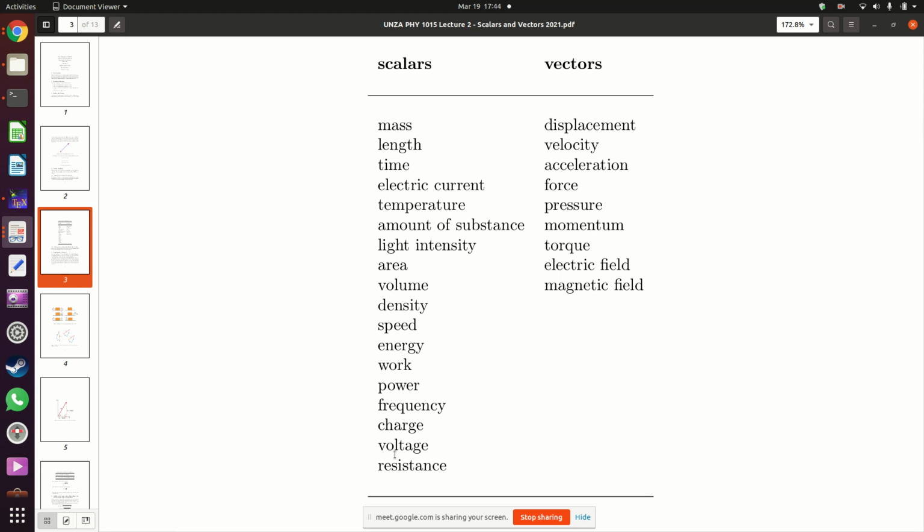These other ones, displacement, velocity, acceleration, force, pressure, momentum, torque, electric field, magnetic fields, these are also physical quantities, but they have magnitude and direction. For example, as I mentioned earlier, displacement is distance in a specific direction. Velocity is speed in a specific direction. So you've got speed, then there's direction. Displacement, there's distance and direction. The same thing applies with the rest of them. Acceleration, force. When you apply force, you pull something or you push something in a particular direction.